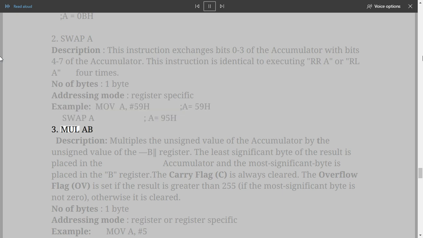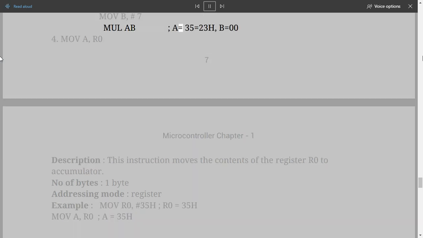3. MUL AB. Description: multiplies the unsigned value of the accumulator by the unsigned value of the B register. The least significant byte of the result is placed in the accumulator, and the most significant byte is placed in the B register. The carry flag, C, is always cleared. The overflow flag, OV, is set if the result is greater than 255, that is, if the most significant byte is not 0, otherwise it is cleared. No. of bytes: 1 byte. Addressing mode: register specific. Example: MOV A, #5, MOV B, #7, MUL AB, A equals 35 equals 23H, B equals 00.